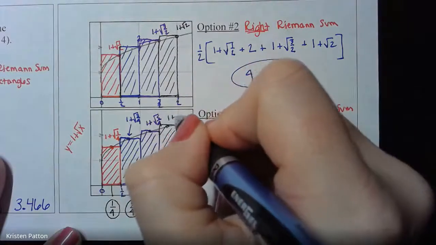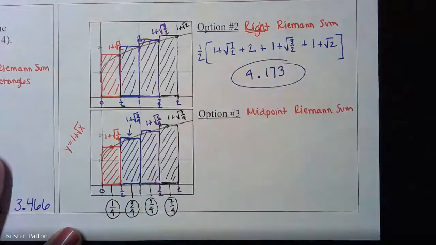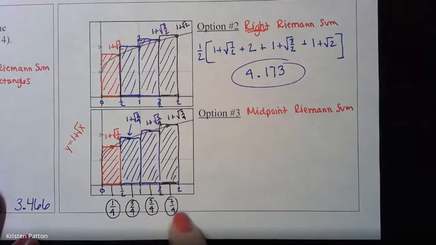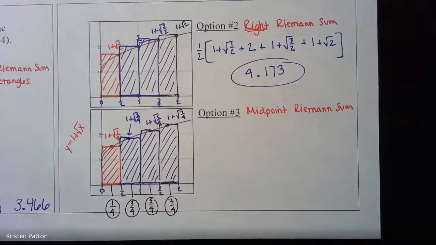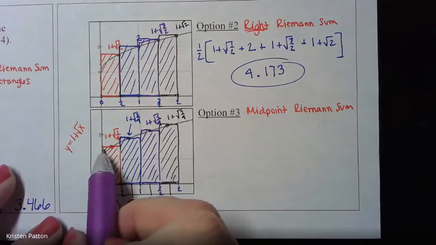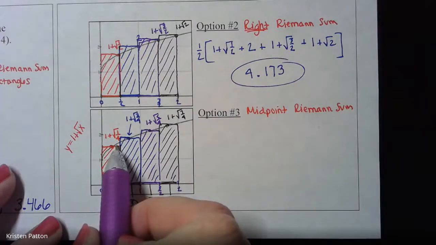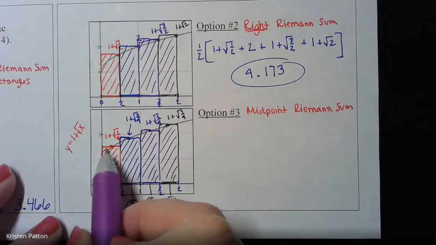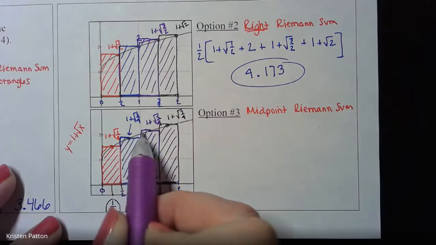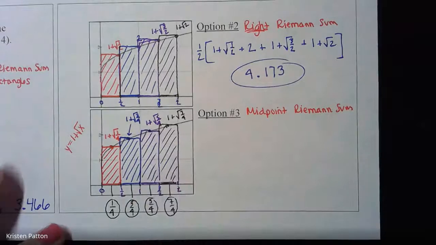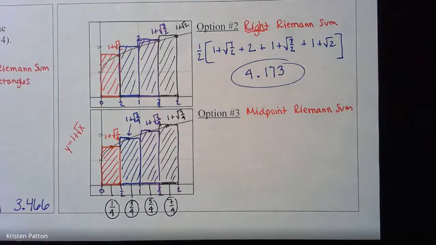This height is 1 plus the square root of 7/4. What I like about this, I said it was about the same amount of work, and it really is, but we first had to find some new x values. What I like about this option, though, is that we have a little bit of too much area, but then we have a little bit of area we're missing. So maybe those will help counterbalance each other a little bit. Depending on the shape of your graph, it may not be that great.